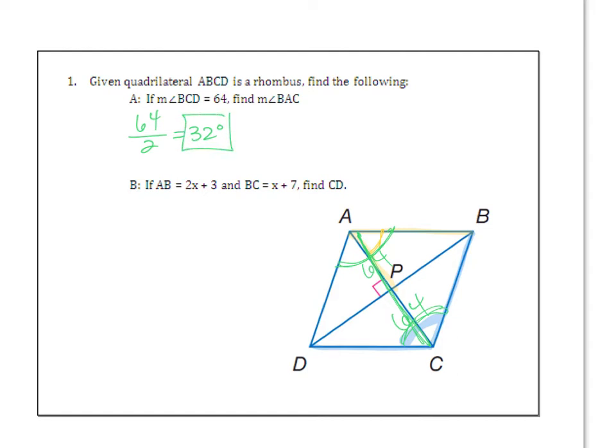Part B. AB is 2x plus 3. So the distance up here is 2x plus 3, and B to C is x plus 7. Find C to D. Find this one. Well, in a rhombus, remember, all 4 sides are congruent. That's what makes it a rhombus. And so the 2x plus 3 equals the x plus 7. Now what I can do is I can solve this for x.